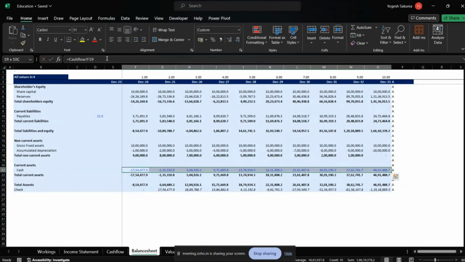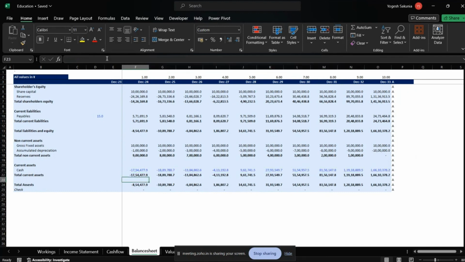So once you link this here, then your balance sheet is now tallying. So we have this check here on the balance sheet, which tells us whether our balance sheet is tallying or not. So if you look at this case, the balance sheet is now tallying after you've done this. So this is what you need to know.